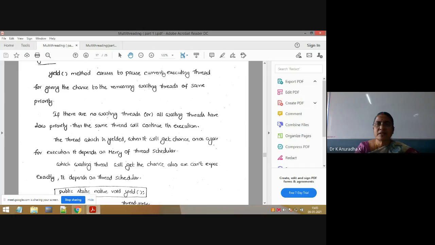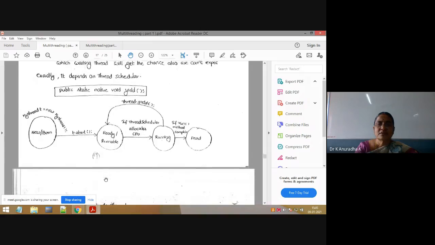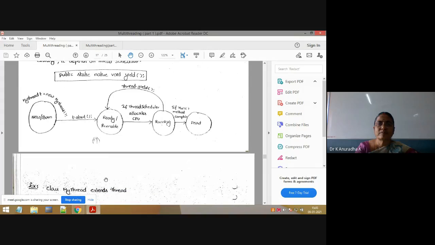So the purpose of yield method is that it causes to pause the currently executing thread for giving the chance to the remaining waiting threads of the same priority. So understand this one. After that, you can read these statements. Next, I will explain the program with this yield method.